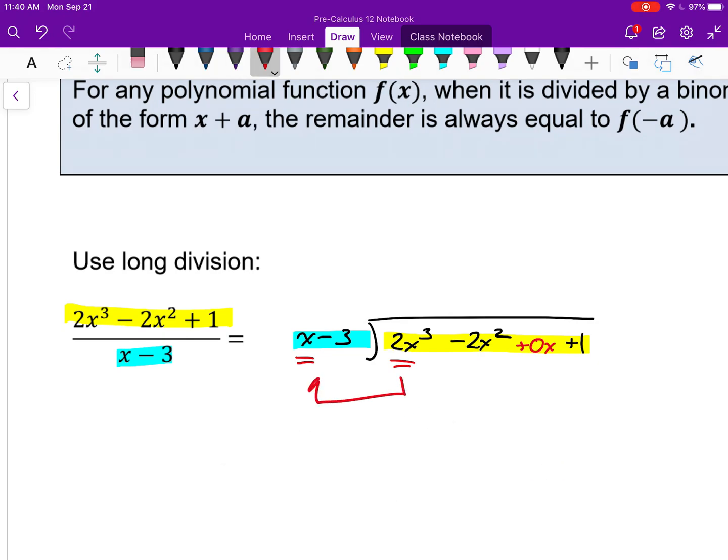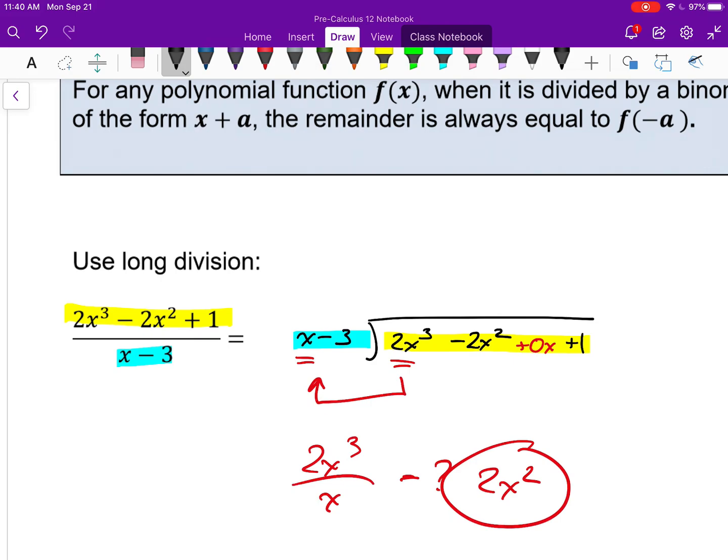2x cubed divided by x equals what? The two questions I just asked are the same thing. They mean the same thing. And so maybe one of them looks easier to you. In the end, they both equal 2x squared. And so that's part of my quotient. That's what goes above the symbol. But I have to line everything up, so I put the 2x squared above my x squareds. OK, that's my first step done.